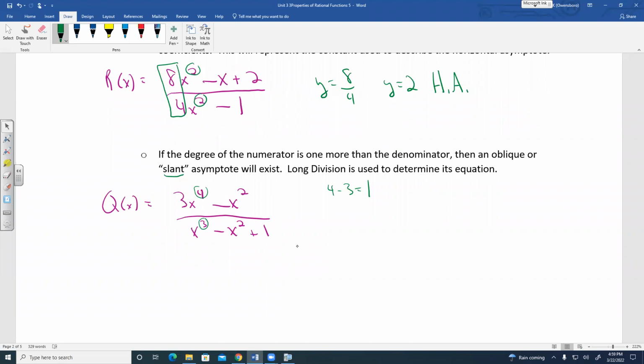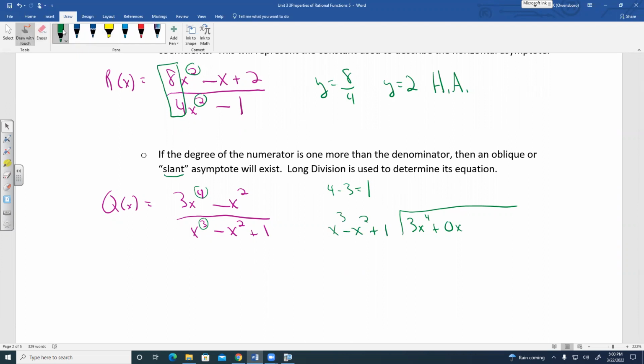To find it, we use long division. So to do long division, the x to the third minus x squared plus 1 is on the outside. And on the inside, we have this 3x to the fourth. Since there's not an x to the third term, I'm going to put a 0x squared there. This could help us keep things lined up a little bit.